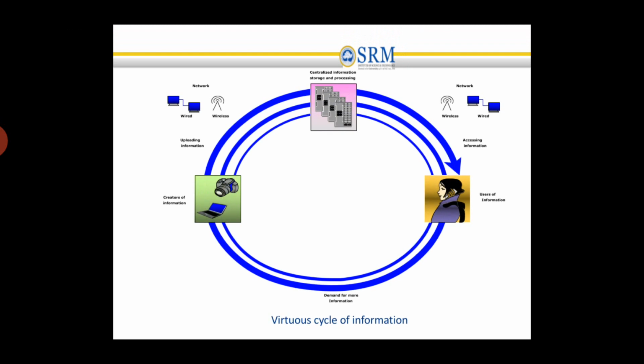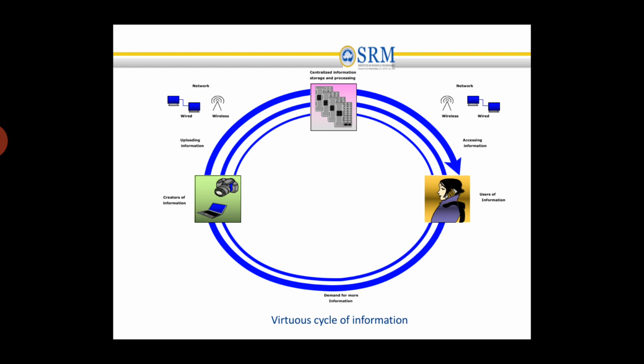And this is the virtuous cycle of information, that means a cyclic rotation of the information. If I am creating the information, I can call myself a creator. On the left side of this circle you can see a laptop and camera. From there I'm creating the information and it is posted to the centralized information storage. Once it is stored there, authorized people can request access to the information if they want it.